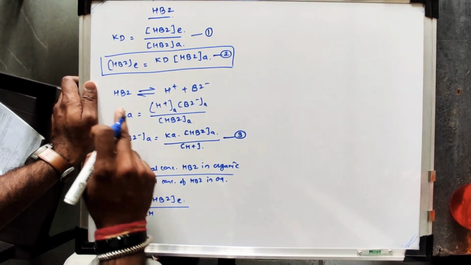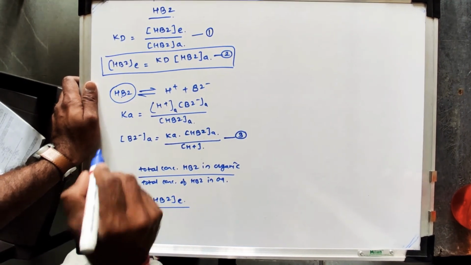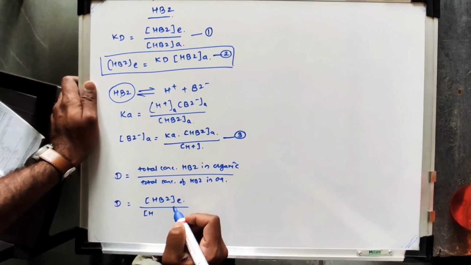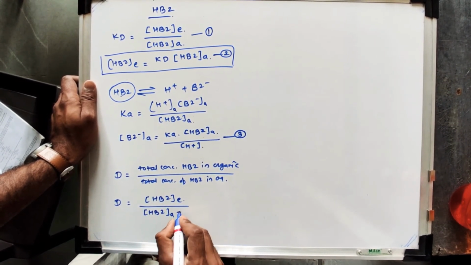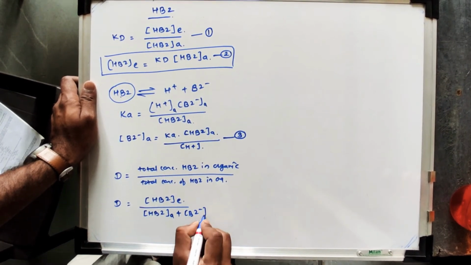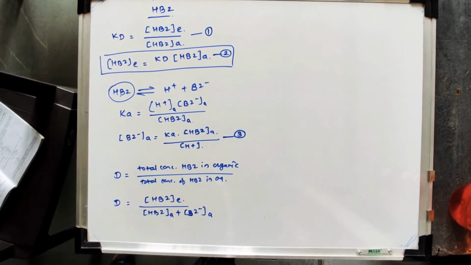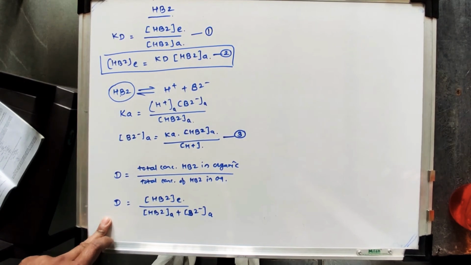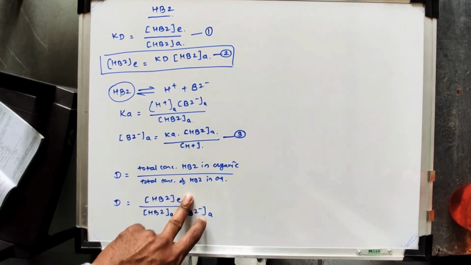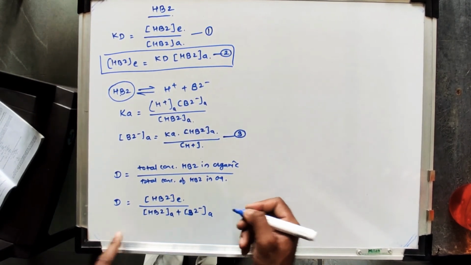Say here reversible reaction, that means some benzoic acid undergoes dissociation while some remains undissociated. Therefore total concentration is HBZ in aqueous layer plus BZ minus in the aqueous layer. This is the total concentration of benzoic acid, partially dissociated and partially undissociated. Now this is the distribution ratio of the benzoic acid in ether and in aqueous layer, which are in contact with each other, and obviously they are immiscible.